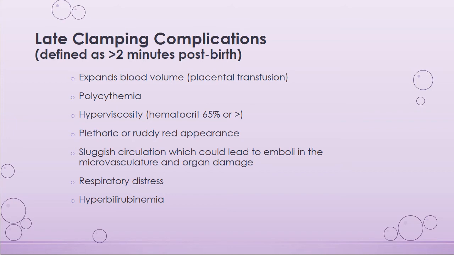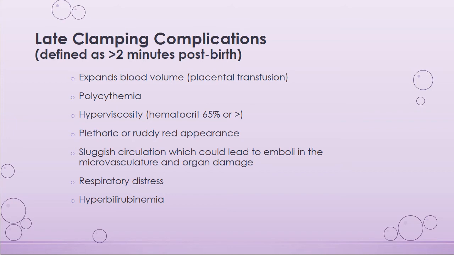Your book discusses the benefits that have been recently identified with it, but I thought it was worth mentioning some of the previously identified complications with delayed cord clamping. So polycythemia, hyperviscosity, those are some things that we've seen in the past with it. Plethoric or ruddy red appearance.